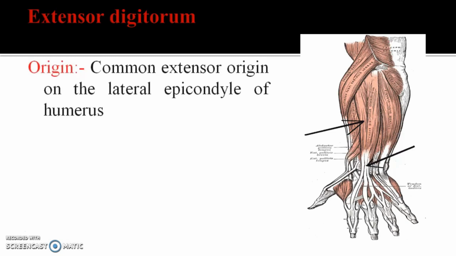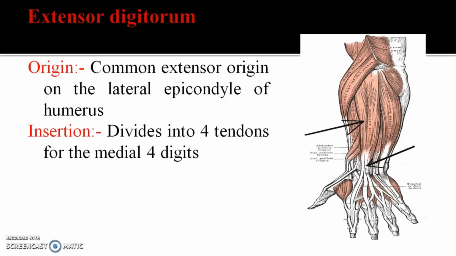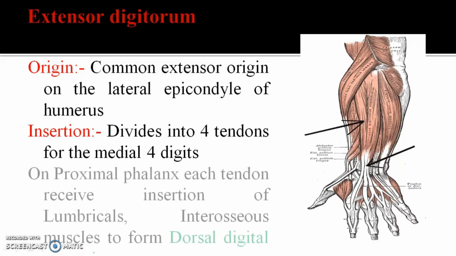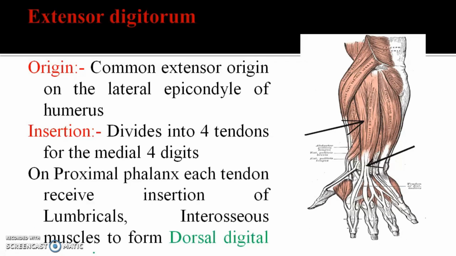This extensor digitorum takes origin from the lateral epicondyle, like the other muscles. From the lateral epicondyle of the humerus it takes origin and gets inserted by dividing into 4 tendons. You can make out here. By dividing into 4 tendons, it gets inserted into the phalanges on the dorsum side of the hand. On the proximal phalanx, each tendon receives its insertion, and the extensor digitorum also receives the insertion of the lumbricals along with the interossei to form the dorsal digital expansion.